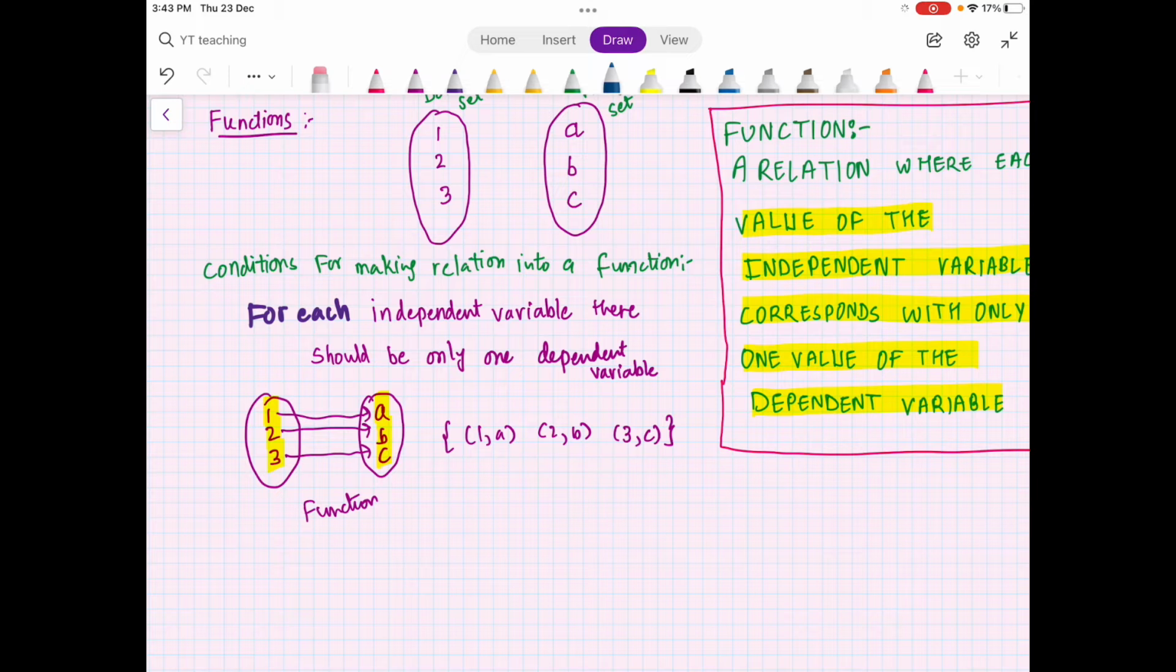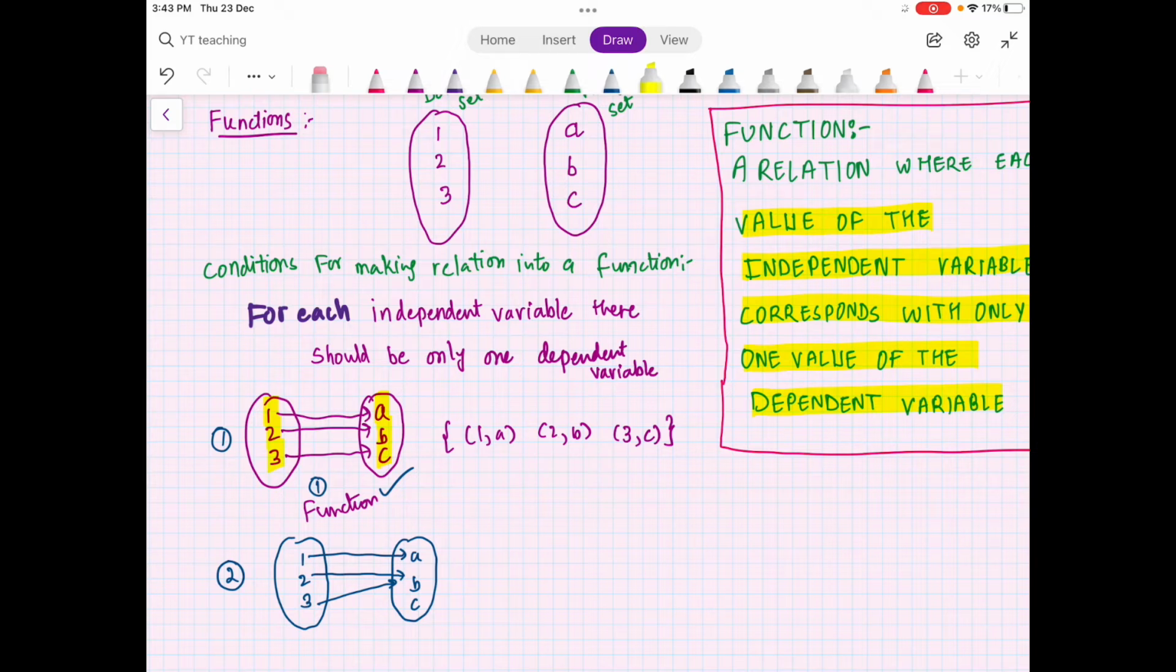Now we can look at more examples. If I give you 1, 2, 3 and A, B, C, where 1 is going to A, 2 is going to B, and 3 is going to B, is it a function? Yes, this is a function. The first one is a function. Now the second one, is it a function?